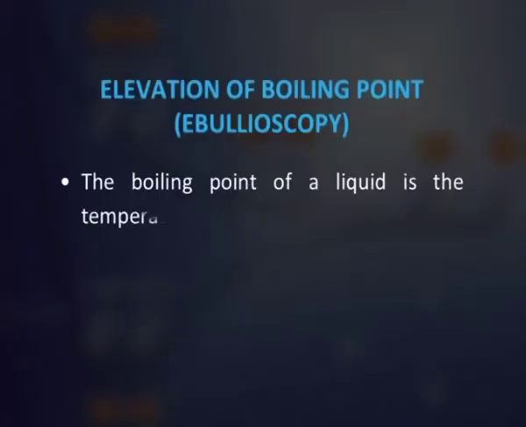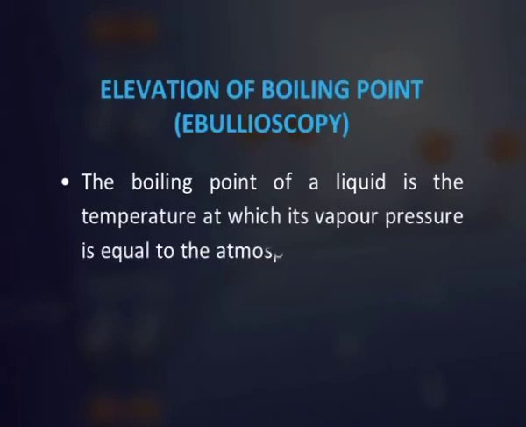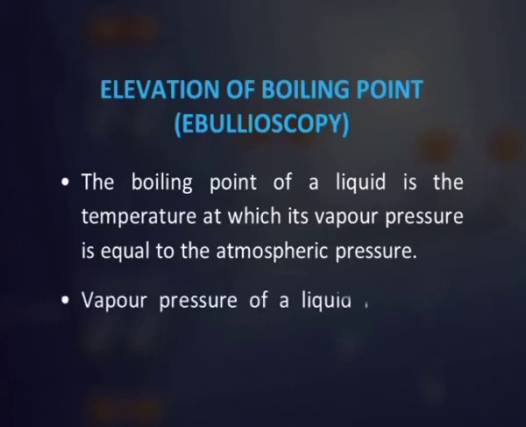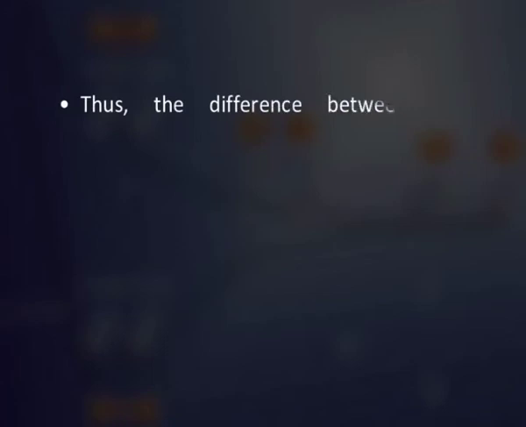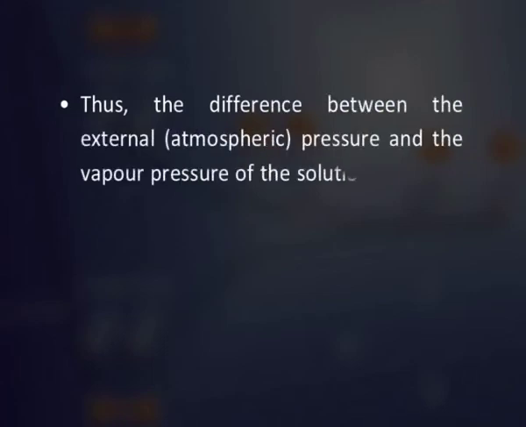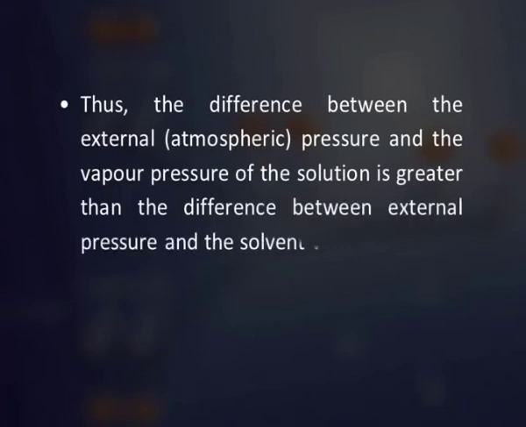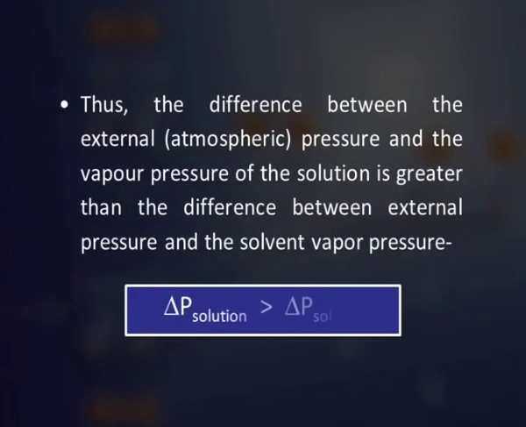Now, we are going to discuss another colligative property named elevation in boiling point. Elevation in boiling point is studied under the class ebullioscopy. To understand elevation in boiling point, we must know what boiling point is. Boiling point is the temperature at which the vapor pressure of the liquid becomes equal to the pressure of the atmosphere. Vapor pressure of the liquid is lowered on adding a non-volatile solute to the solvent. Therefore, the difference between the vapor pressure of the solution and atmospheric pressure becomes larger and the boiling point increases.